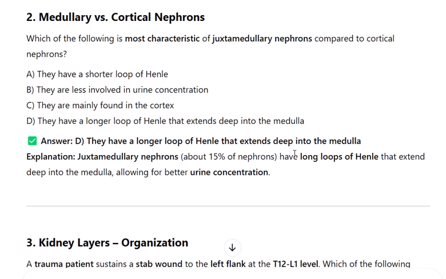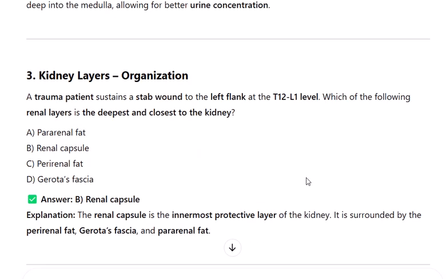Answer: D. They have a longer loop of Henle that extends deep into the medulla. Explanation: juxtamedullary nephrons, about 15% of nephrons, have long loops of Henle that extend deep into the medulla, allowing for better urine concentration. 3. Kidney layers.